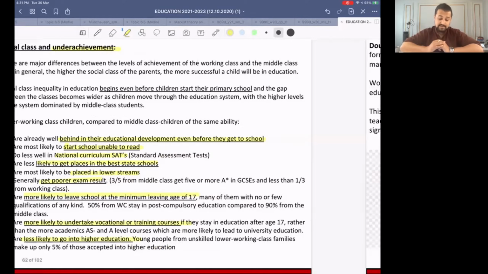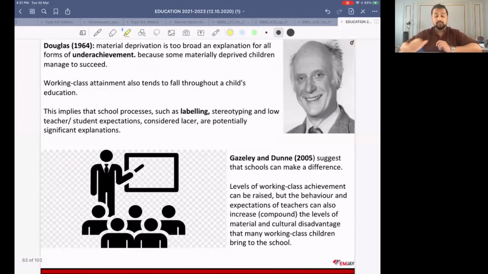Moving on, if I take this a step further, if we talk about J.W.B. Douglas, according to Douglas, material deprivation is too broad an explanation for all forms of underachievement, because some materially deprived children do manage to succeed. Now, how is it that they're managing to succeed? There are numerous factors that we could attribute towards that as well, right? Working class attainment also tends to fall throughout a child's education.